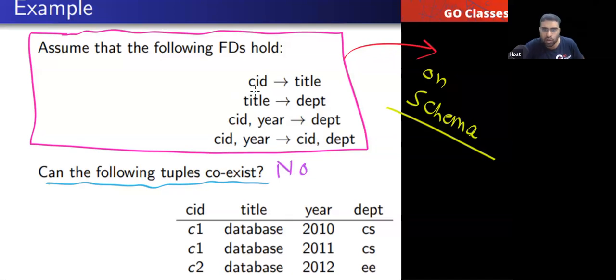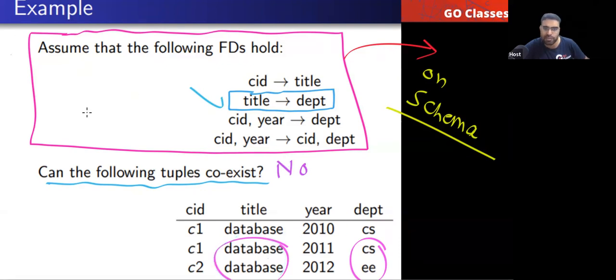Because notice, title determines department. If title is same, then department must be same. Is it happening? No, it is not happening. So very simple point: title determines department. If you have the same title, then department must be the same. But that's not happening. So remember, this instance is not possible.